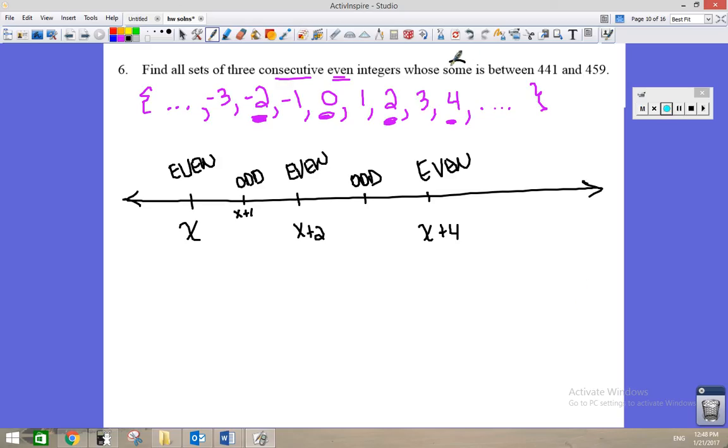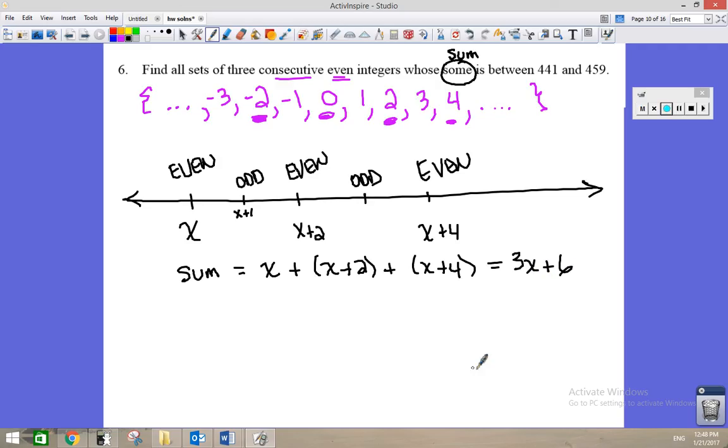Now, this sum is misspelled. It should be SUM, sum, and that means to add these up. So our sum of these 3 consecutive even integers is x plus x plus 2 plus x plus 4. So 3x plus 6. Okay, and that's the same 3x plus 6 we had on the previous problem, but this number is even, whereas the last one was going to be an odd value.